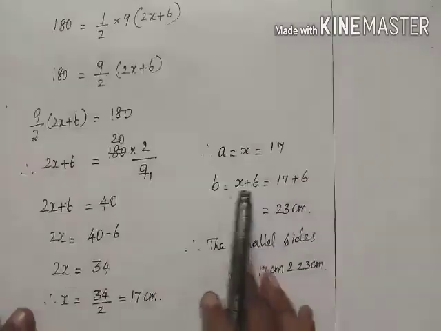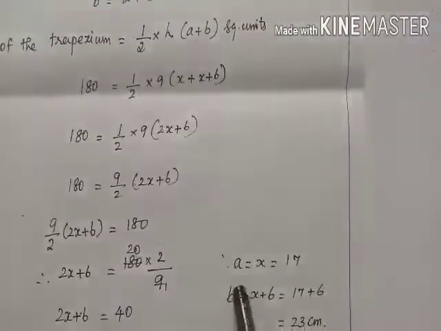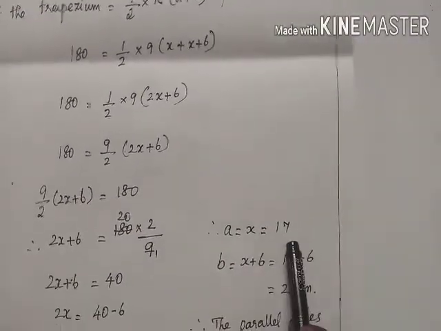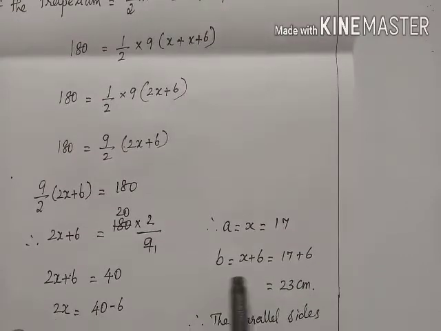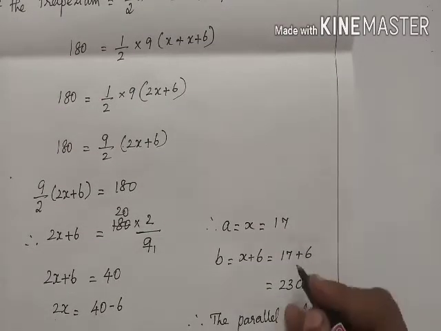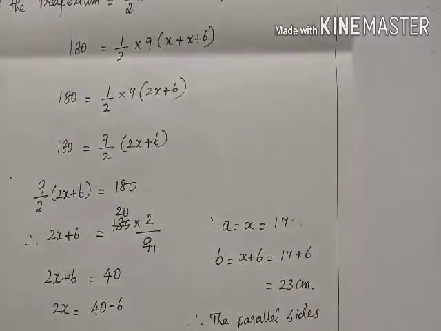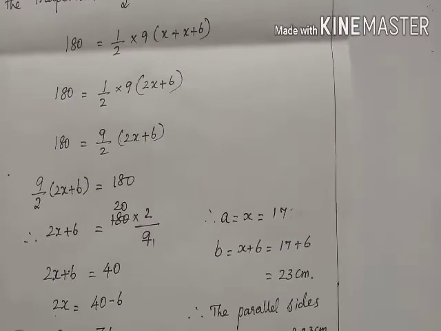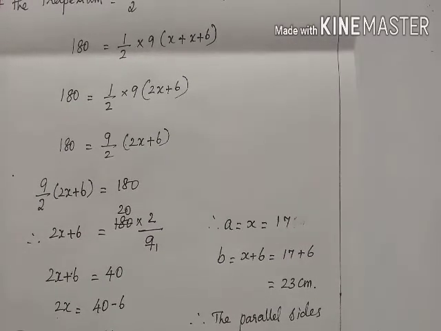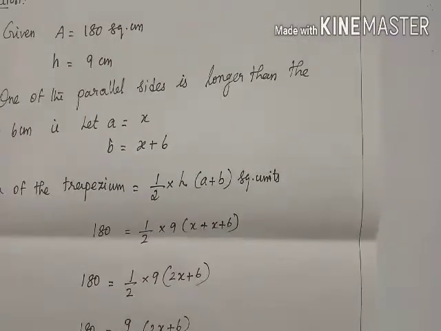Right? So how to find the parallel sides now? Let A is equal to x. So A is equal to x, that is equal to 17 centimeter. B is equal to x plus 6. X is 17, so 17 plus 6, that is 23 centimeter. Therefore, the parallel sides are 17 centimeter and 23 centimeter.